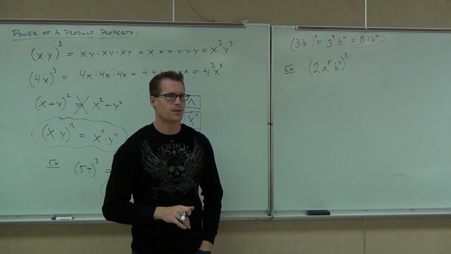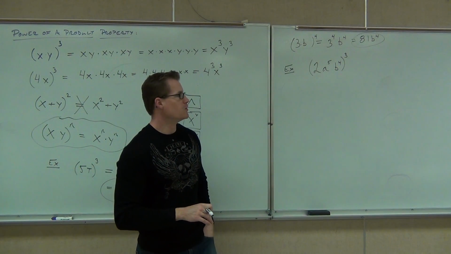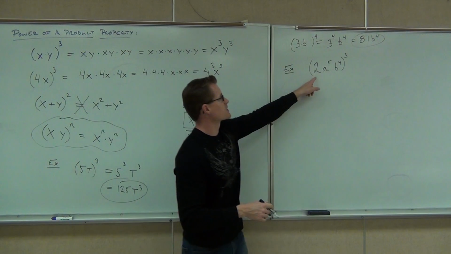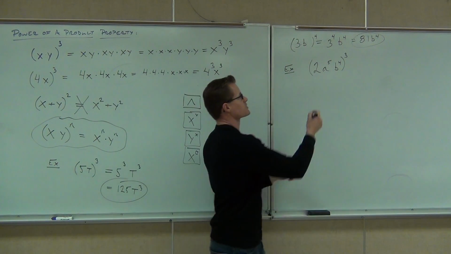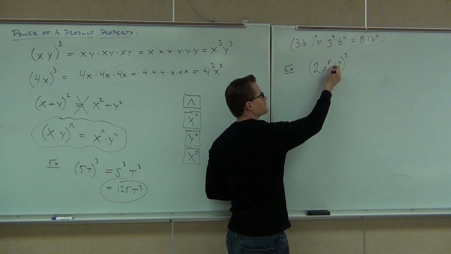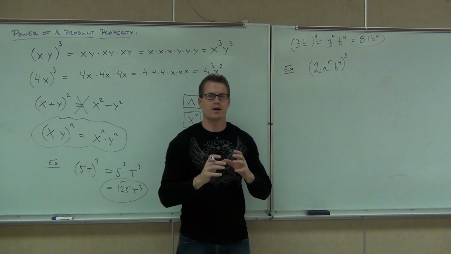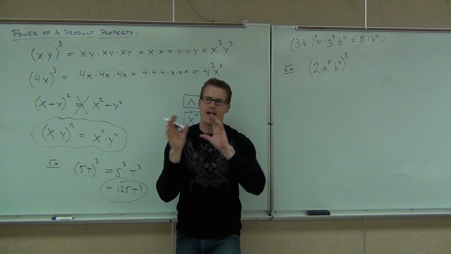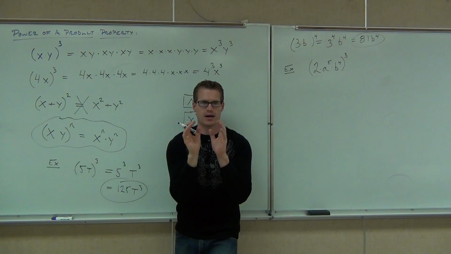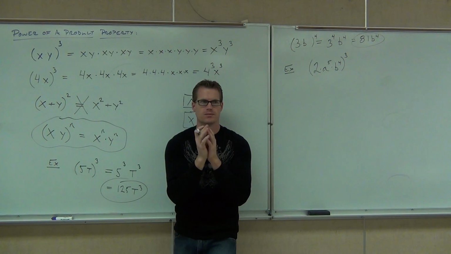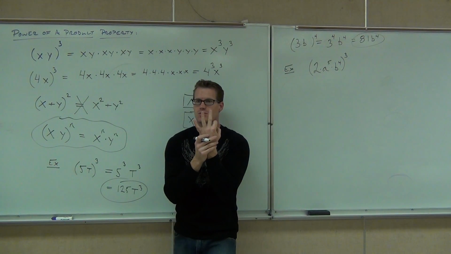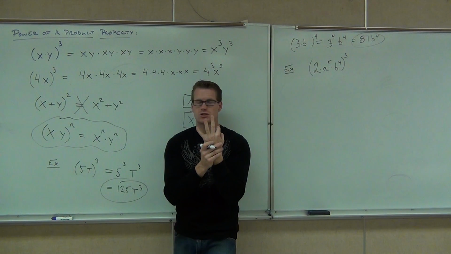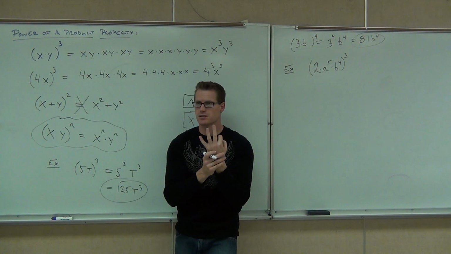Is 2a to the 5th power like one thing? No. Remember, this is very similar to this. This is like 3 times b. This is like 2 times a to the 5th times b to the 4th. So my question to you first is, how many factors do I have inside of my parentheses? 1, 2, or 3? 3. Got 3. That means 3 things are going to be raised to the 3rd power in this case.